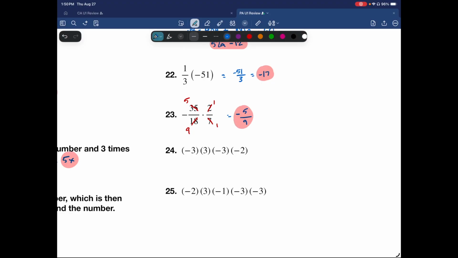All right, when it comes to 24 and 25, your multiplying order doesn't matter, so you can do this in chunks or in any order you want. This is going to be negative 9, this is going to be positive 6, and then so that's going to be negative 54.